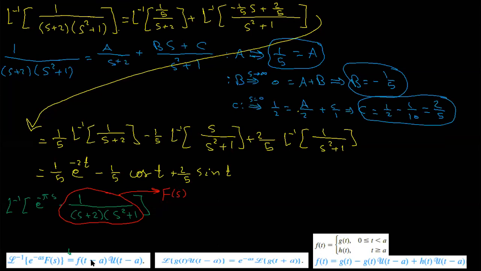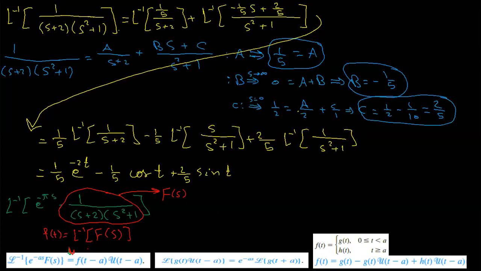I have to write the f small. If you know f capital, how to find f small? This is my question. Laplace inverse. Laplace inverse of f capital. Any question here? Is it clear? I'm going to apply this rule now. And after finding f of t, I'm going to find f of t minus a.